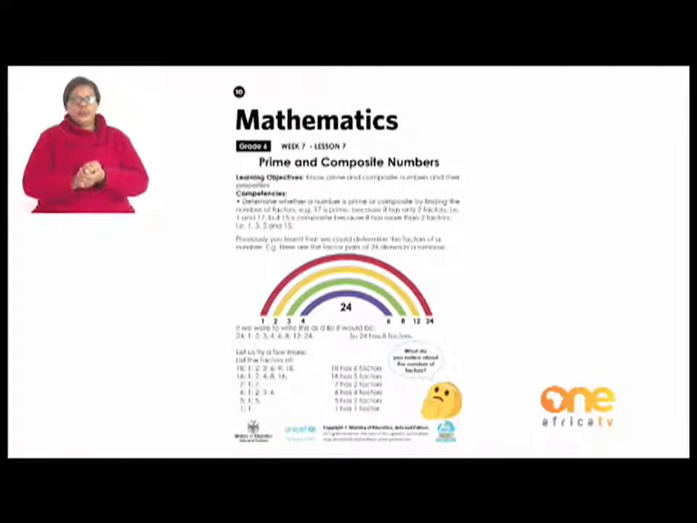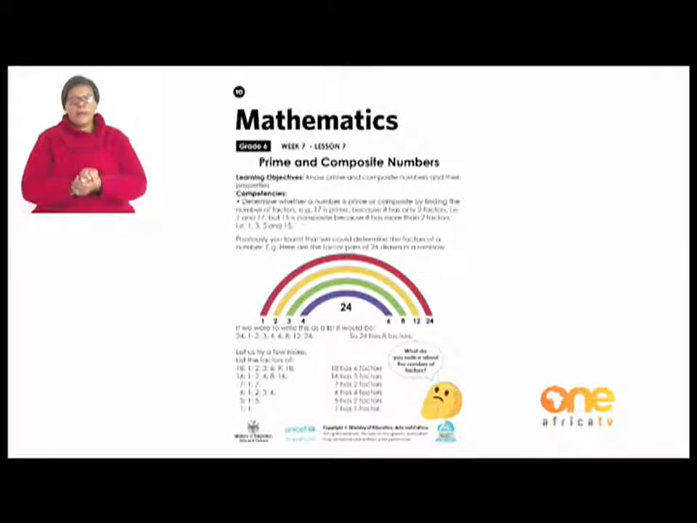Now, if you can remember this work, if we have the number 24, for example, 1 and 24 will be factor pairs. You'll also notice that both of them, 1 and 24, are in the red color of the rainbow. And if you take 1 multiplied by 24, it will also give you 24. The next factor pair is 2 and 12, and 2 times 12 also gives you 24.